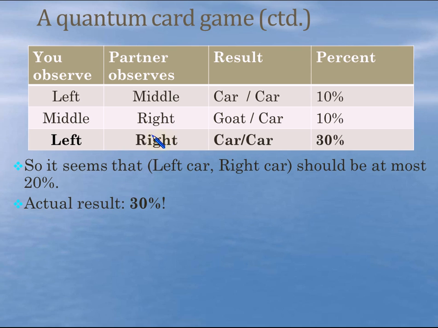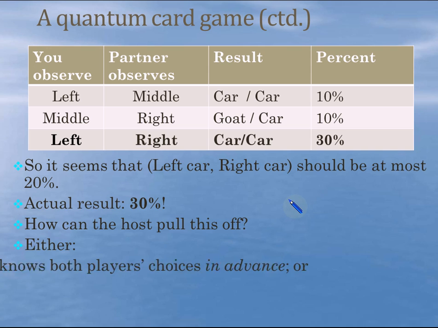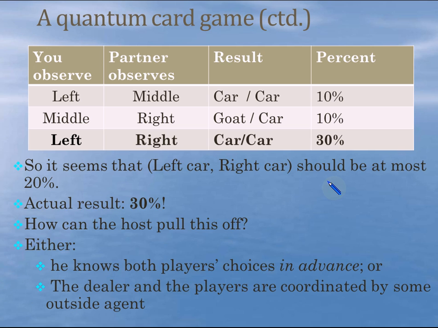What actually happens is you get left and right cars 30% of the time. If you check the left door and he checks the right door, you get both cars 30% of the time. So what's going on? Now, the only way that the host could pull this off, it seems, is if he figured out what your choice was. Now, again, you can do everything you want to not tip him off. But somehow it seems that he must know what your choice is. Now, the other option is that he doesn't know, but both the players and the host are being coordinated somehow together in ways that they don't understand.